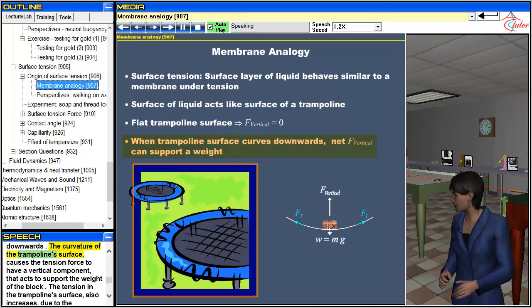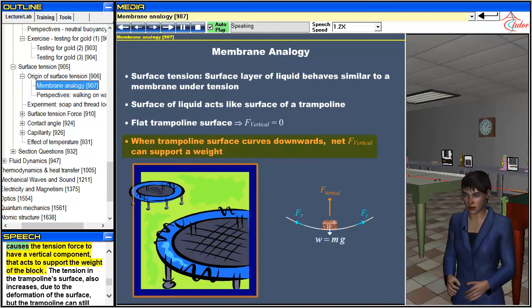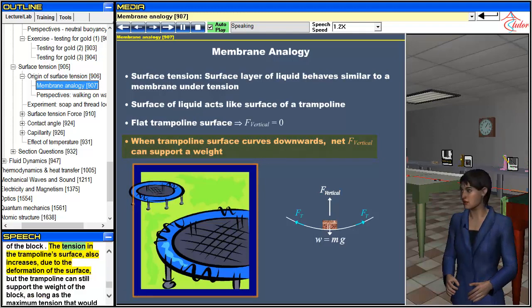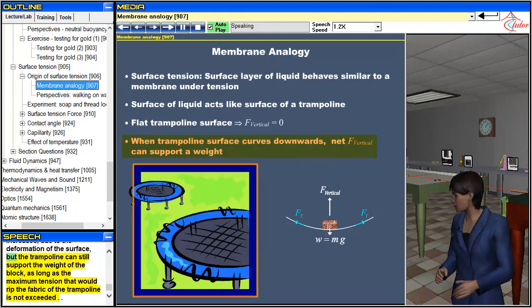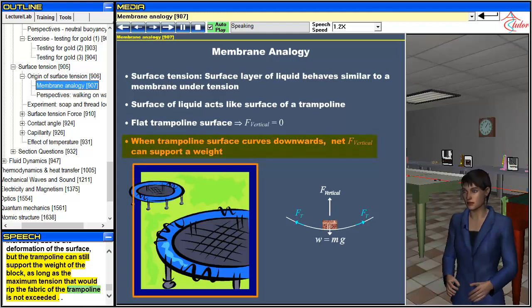The curvature of the trampoline's surface causes the tension force to have a vertical component that acts to support the weight of the block. The tension in the trampoline's surface also increases due to the deformation of the surface. But the trampoline can still support the weight of the block, as long as the maximum tension that would rip the fabric of the trampoline is not exceeded.